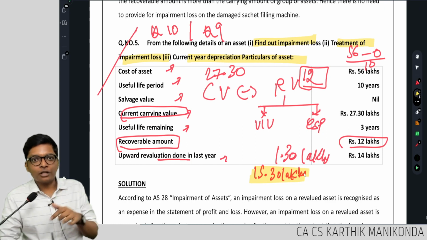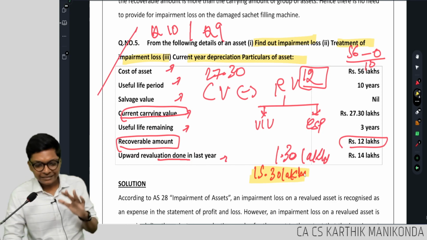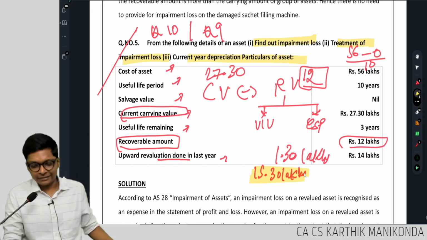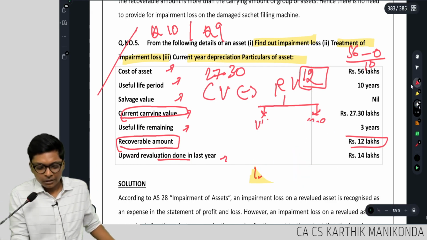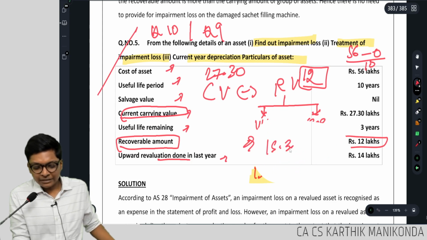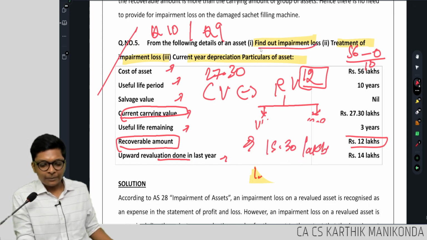I asked what is the loss. I didn't ask you accounting. What is the loss? His answer also is correct. His answer is for the next thing. Correct. Simply I told his answer is correct. It's for the next one. So here 15.30 is the impairment loss. Are you following, guys? This is impairment loss.